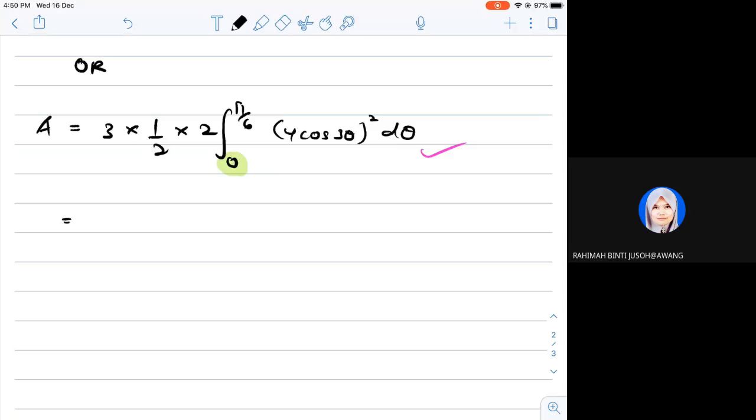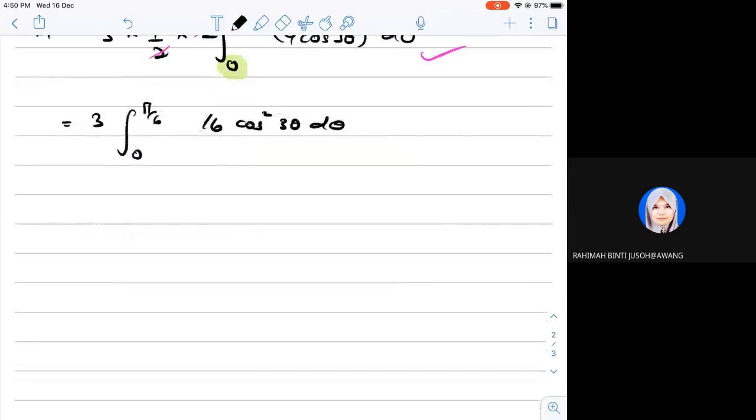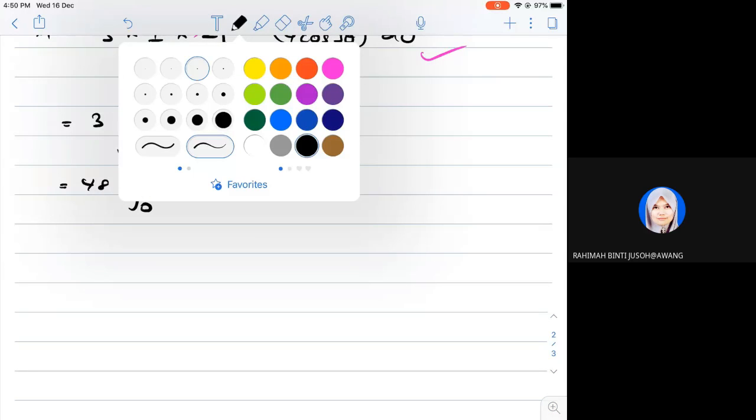This equals, the 2 can be cancelled, of course. So we will have 3 integration from 0 until pi over 6. 4 squared is 16, cos squared 3 theta d theta. So 16 times 3, we have 48, integration from 0 until pi over 6 of cos squared 3 theta d theta. Okay, guys, we have a double angle formula.